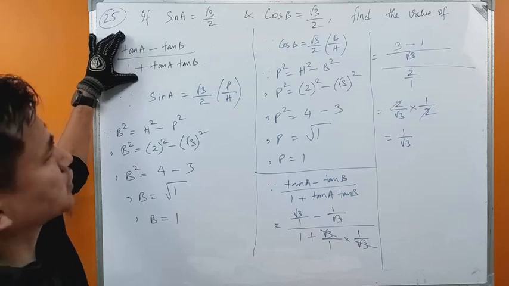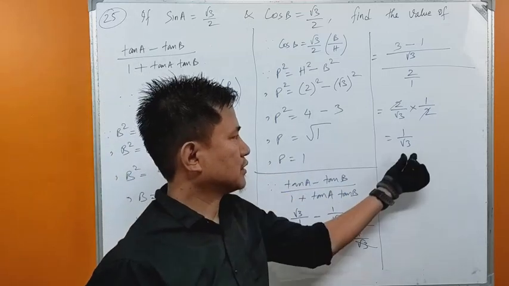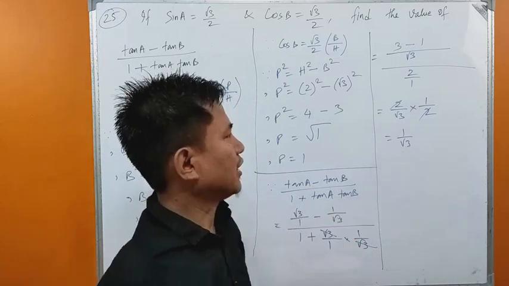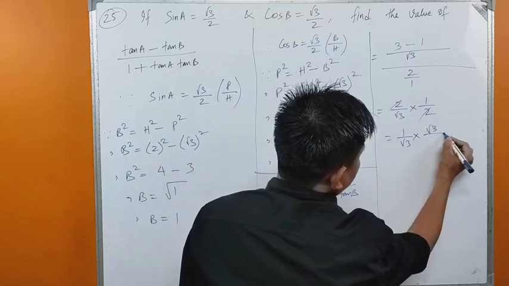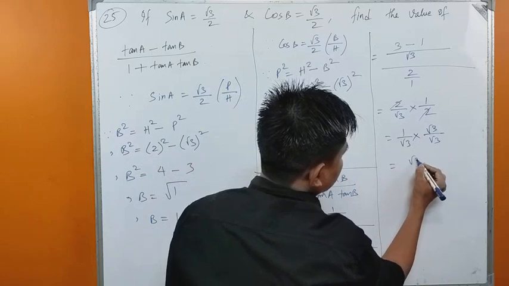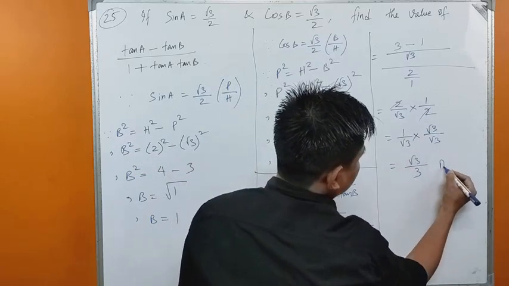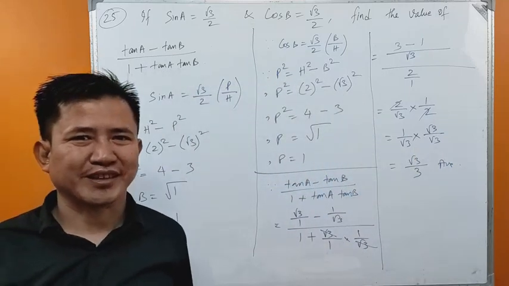The value of this expression, tan A minus tan B upon 1 plus tan A tan B, is 1 upon root 3. But since root is in the denominator, we need to rationalize this and eliminate root from the denominator, okay? So what we do is multiply and divide by root 3. 1 into root 3 gives us root 3, and in the denominator root 3 into root 3 means 3. So this is the answer for this expression, okay? I hope you got this. Now let us do the next question.